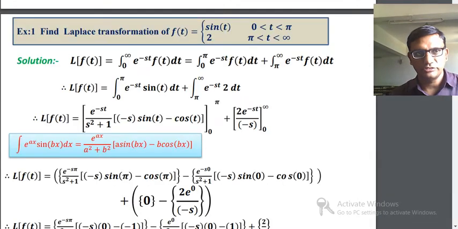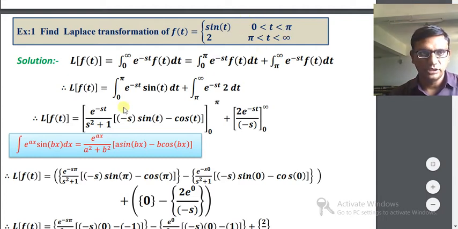Let us see some examples of the Laplace transformation. Here we can take some discontinuous function as well as continuous function for the Laplace. First of all, find the Laplace of f(t), where f(t) is a discontinuous function. In the interval 0 to pi, our function is sin t, and from pi to infinity, our function is 2. Now, how to find the Laplace of this discontinuous function by definition?